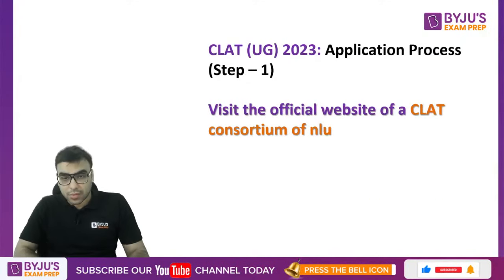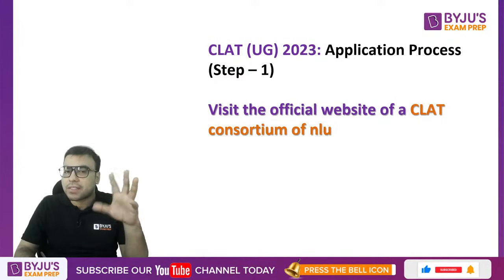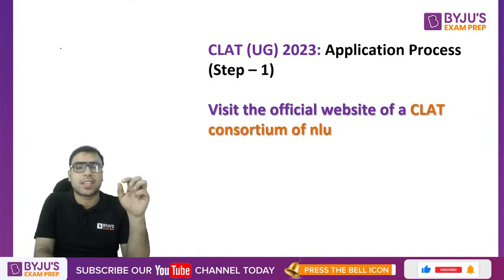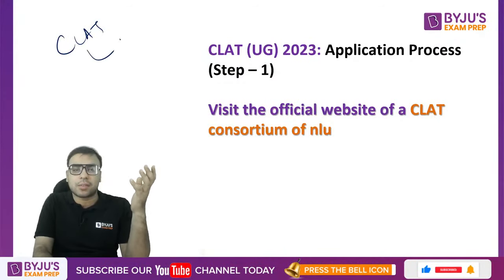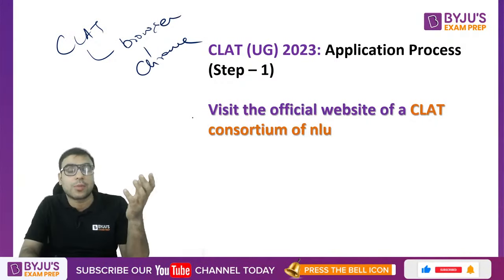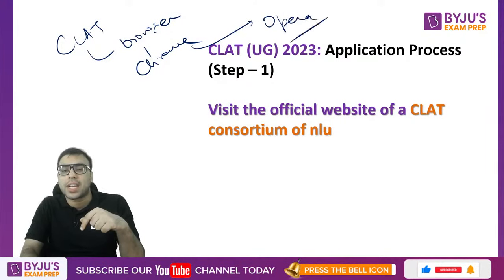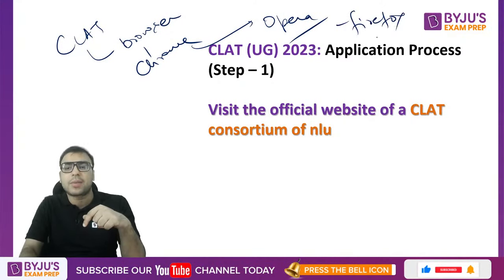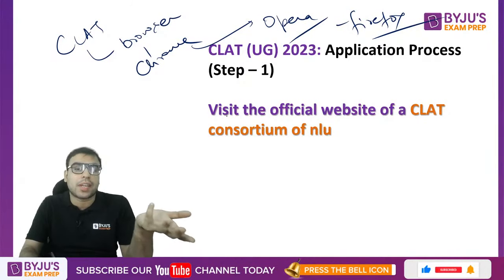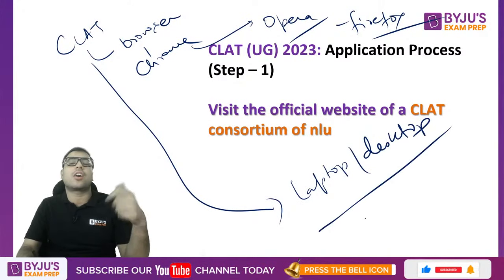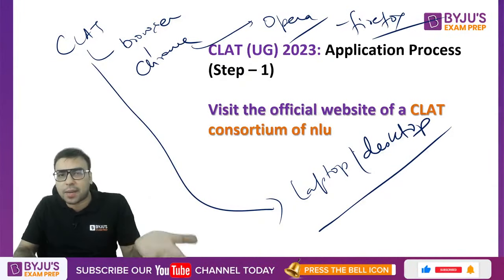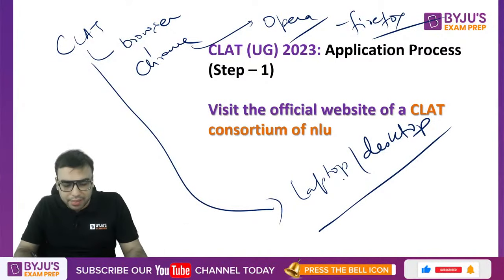Now, first thing is how to open the website. Sometimes the website of CLAT does not open on one web browser. Let's say you are using Google Chrome, it might not be opening there, so you can try another browser, like Opera or Firefox. Sometimes it does not open on mobile, so you can get it open on a laptop or desktop computer, or with the help of the nearest cyber cafe.